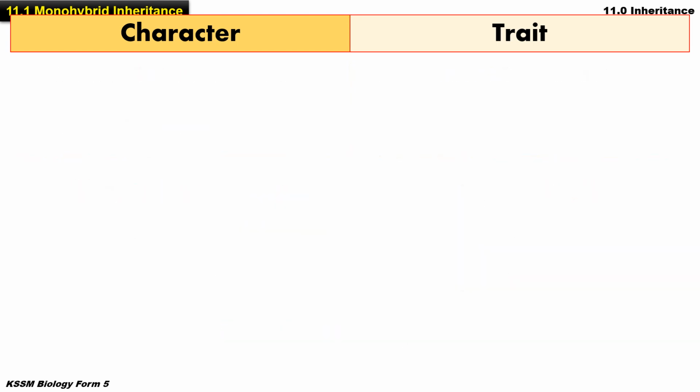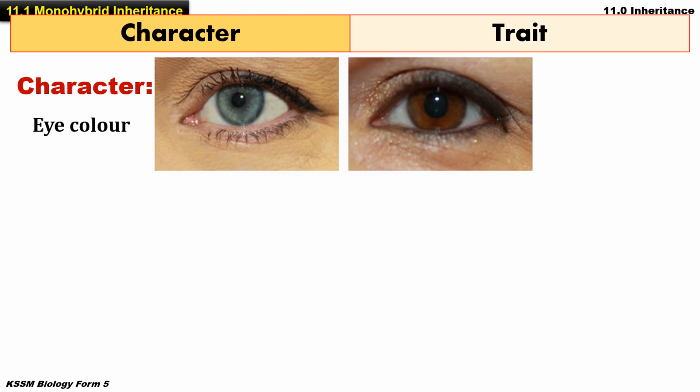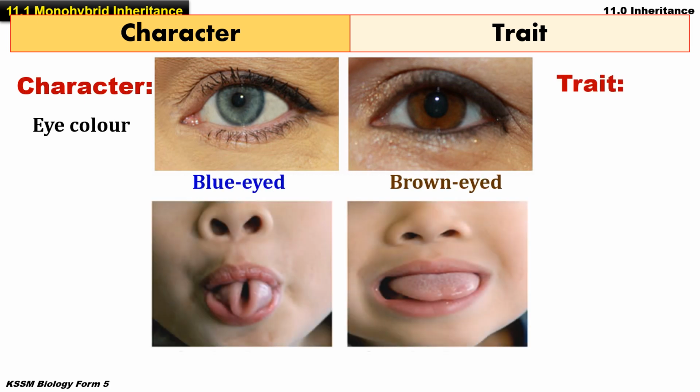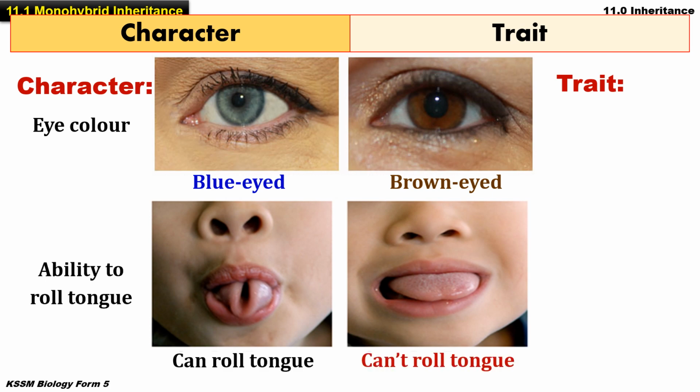Contoh trait and character yang lain. Okay, character is the eye color. Trait can be either blue or brown. Character, ability to roll tongue. The trait can or cannot roll tongue.